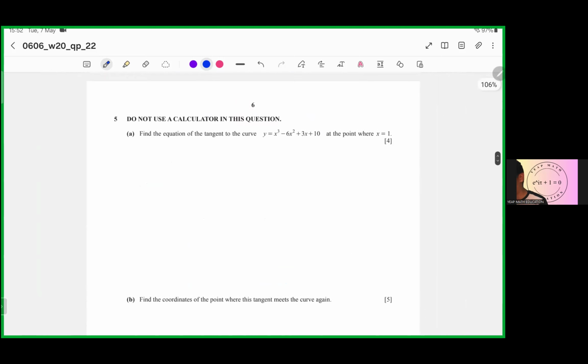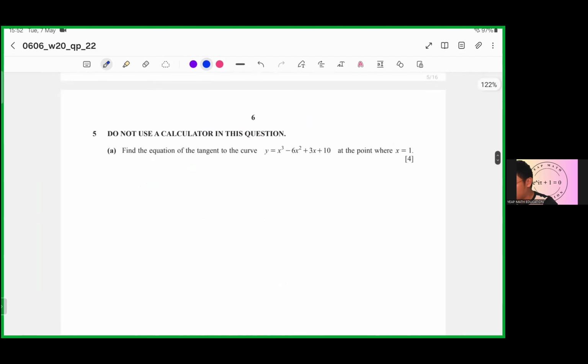Now we look at the next question. Do not use the calculator in this question. Question A: find the equation of the tangent to the curve y equals x cubed minus 6x squared plus 3x plus 10 at the point where x equals 1.